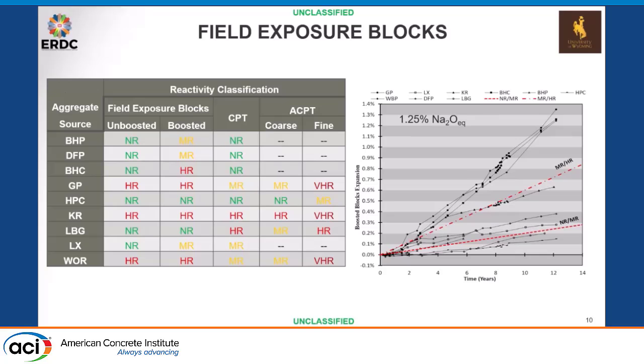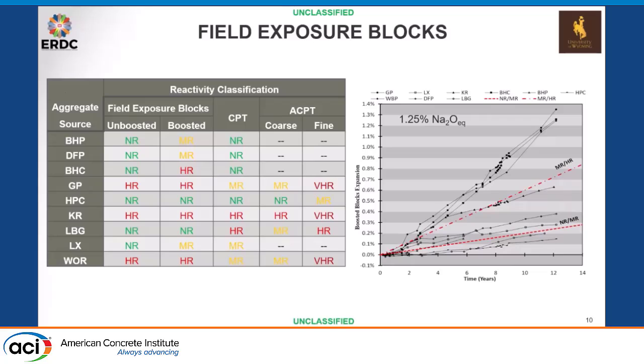Here are the field exposure blocks that they've done. They've got unboosted and boosted to 1.25% equivalent alkali content. They're comparing that behavior to the CPT, and I know this is also confusing, ACPT, that's the autoclaved concrete prism test, not to be confused with the accelerated concrete prism test. I'm not discussing that one at all.